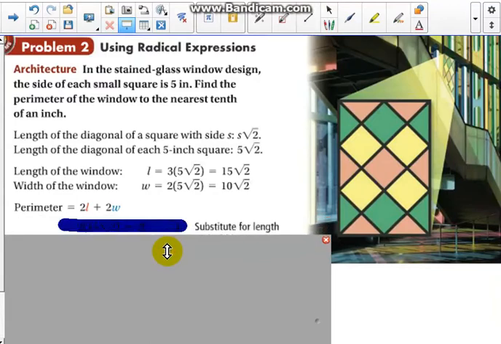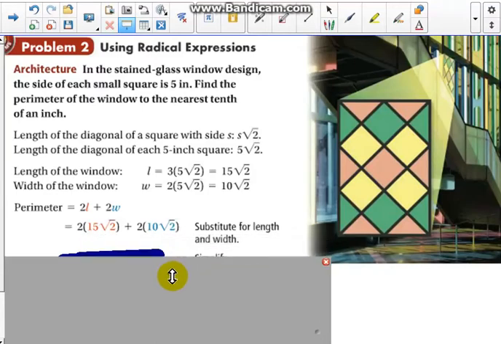Now we need to substitute for our length, and we said our length was 3 times 5 radical 2, which was 15 radical 2. Oh, they put the formula in. 2 times 15 radical 2. There it is. And now 2 times the width, and we said the width was 10 radical 2. So there it is.